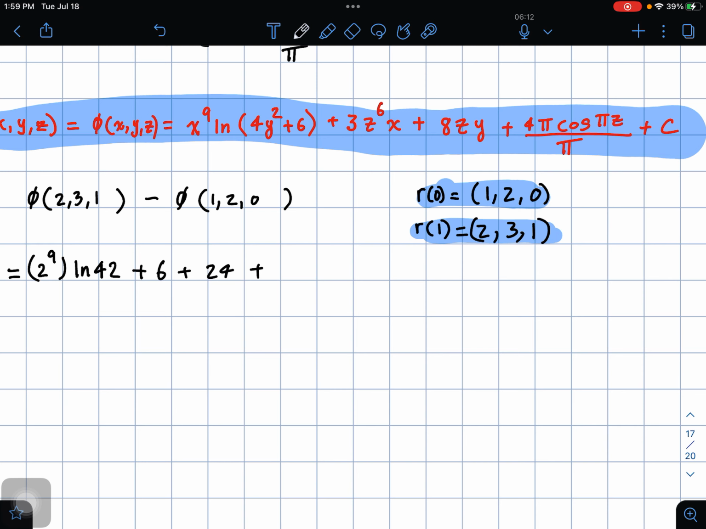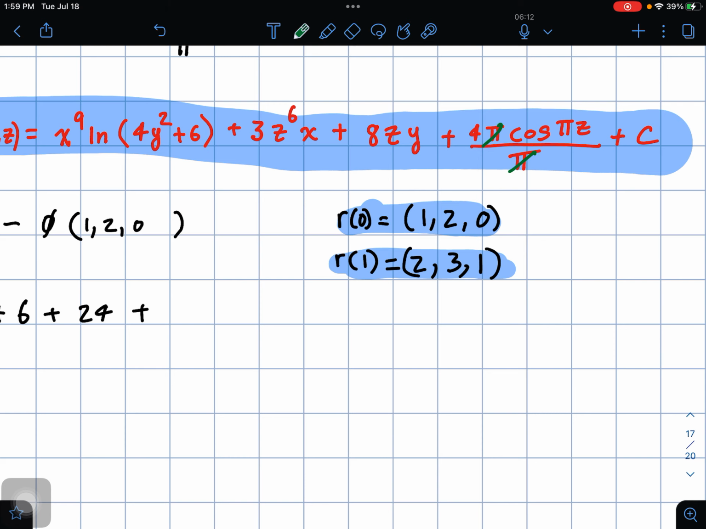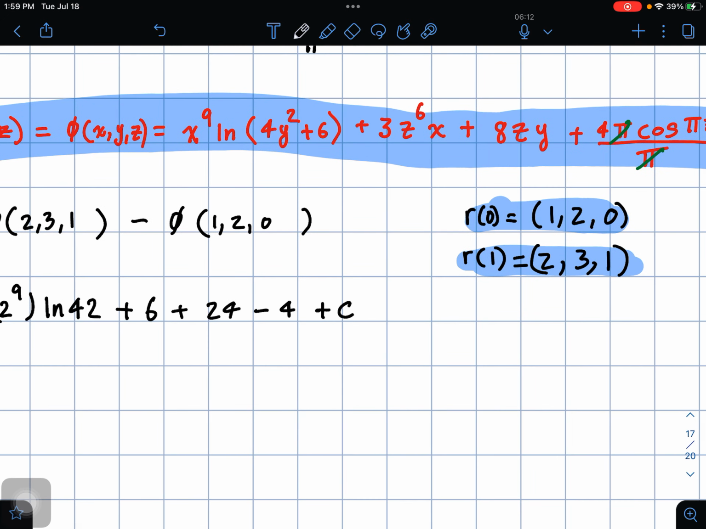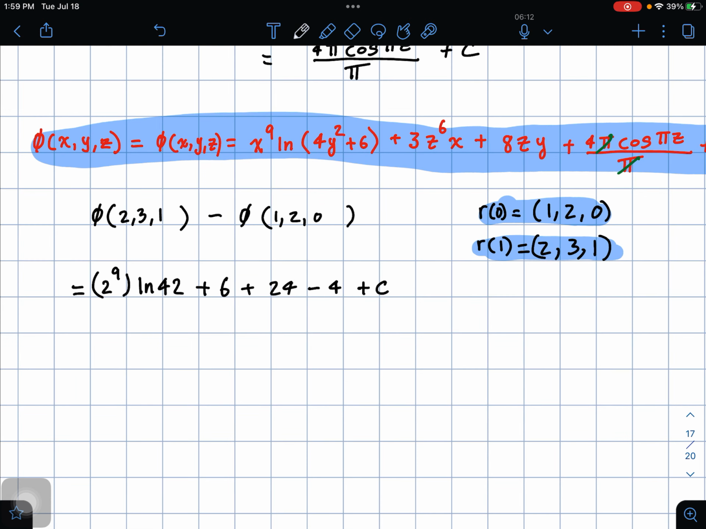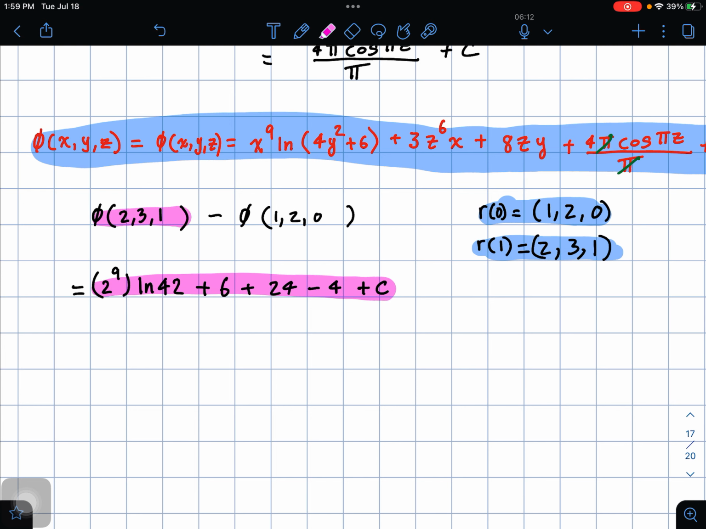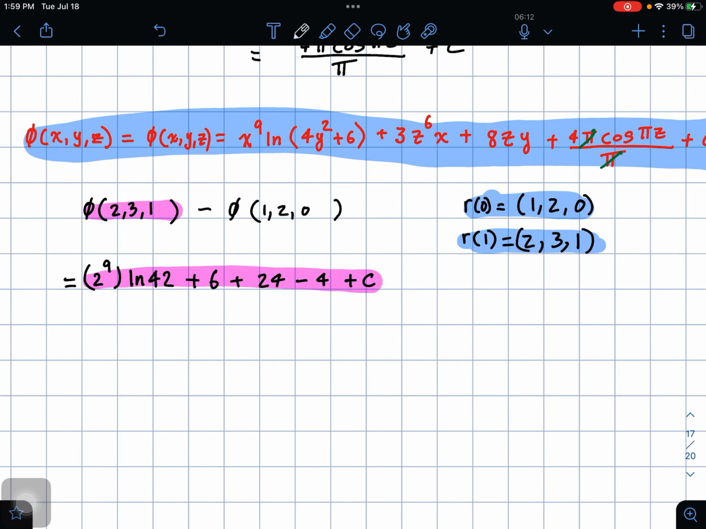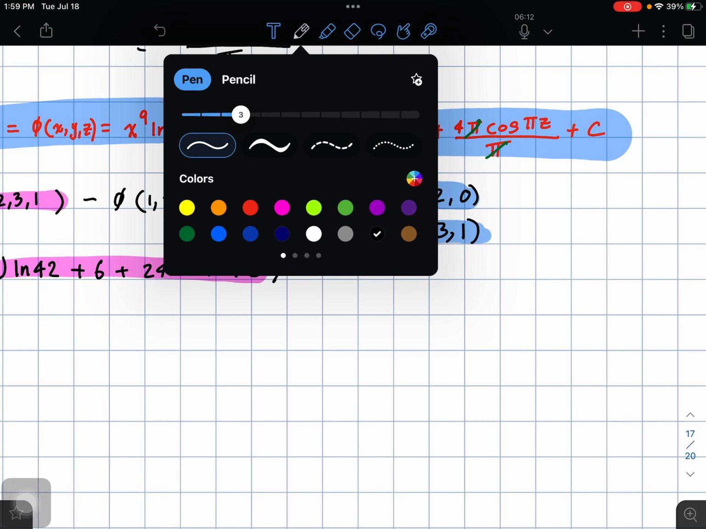I actually should have simplified this here. This pi and this pi cancel. So that's just negative 1 times 4, which is negative 4. And we have this plus c. It's going to disappear. This thing is this thing right here. So we have this minus, now we need to do the second part.